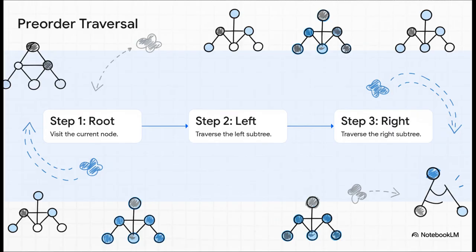So you deal with the current node first, then you dive all the way down its left side, and only when that's totally done do you even start on the right side. This is really useful if you ever need to make a perfect copy of a tree.